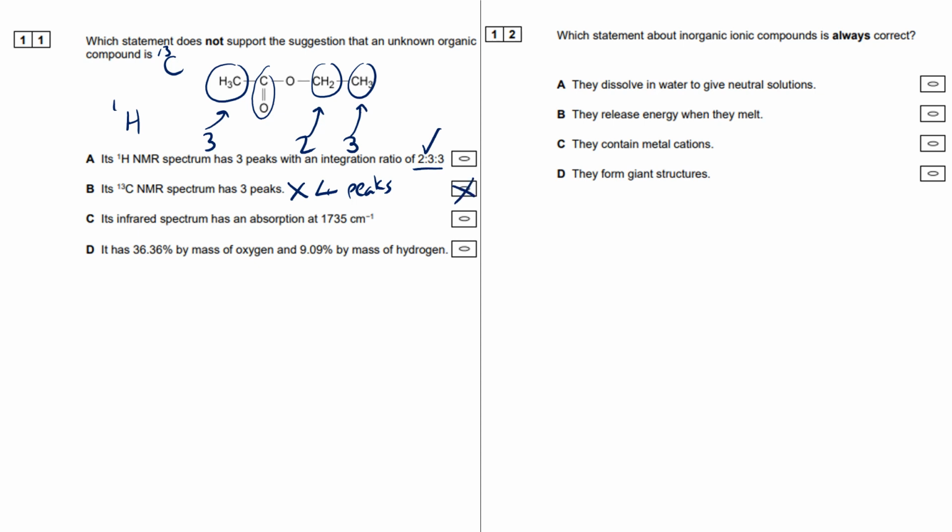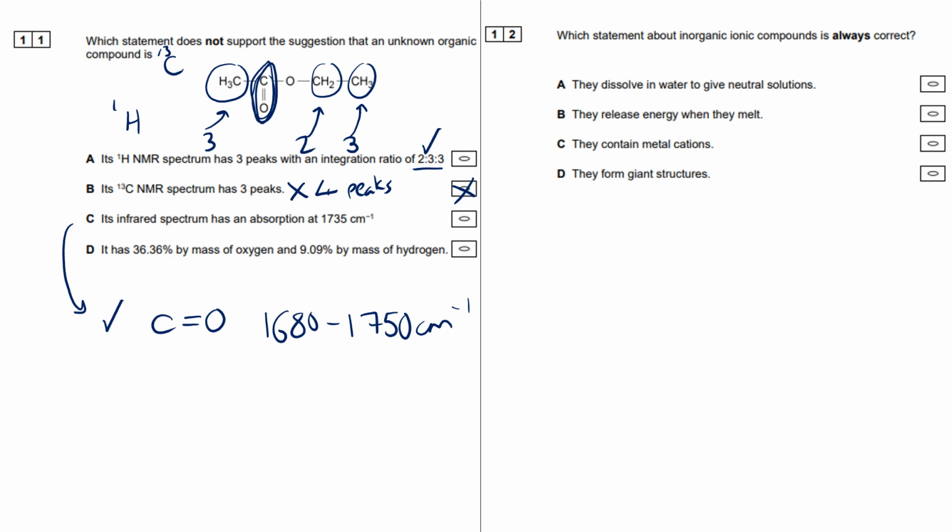Just going through C and D, we'll just eliminate those. Will it have an absorption of 1735? Well, it will. If you look on the data sheet, the C double bond O in the compound will cause it to have a peak between 1680 and 1750 per centimetre.